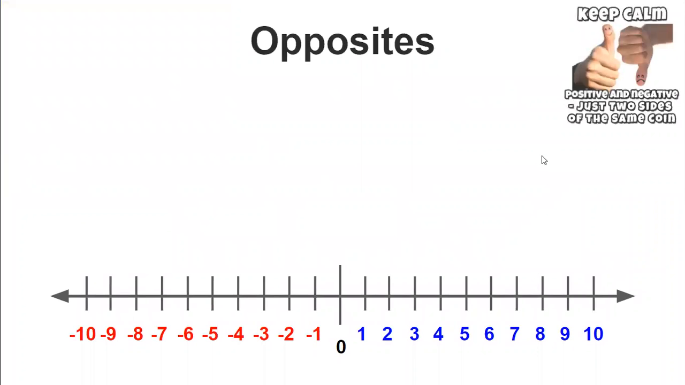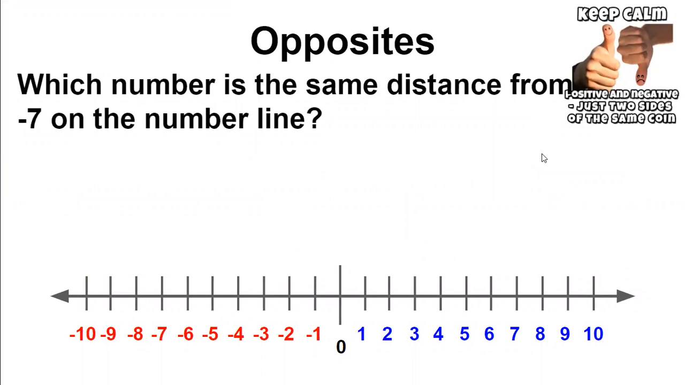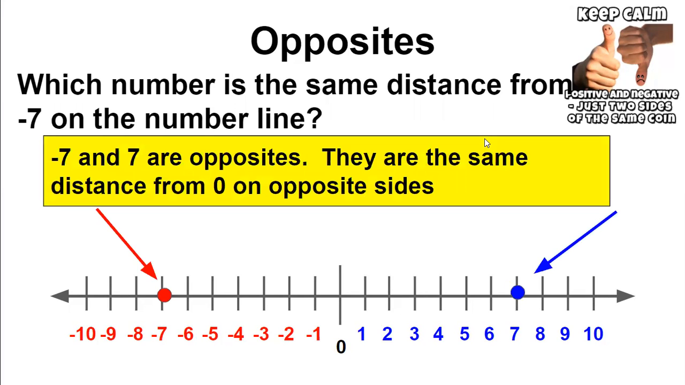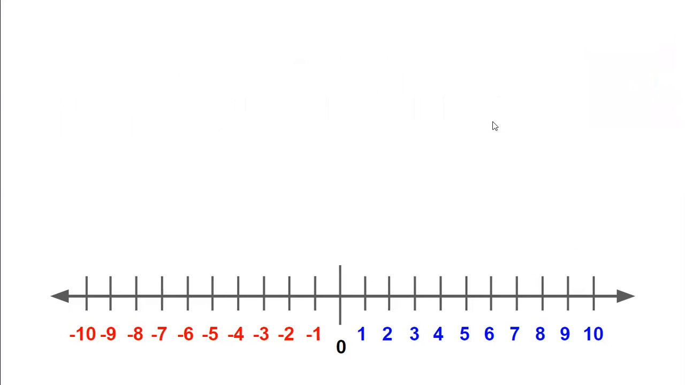Let's try another one. Opposites. Which number is the same distance from negative 7 on the number line, only on the opposite side? Well, we'll plot negative 7. There it is. Which number is 7 units from 0 on the other side? On the right side. Did you say 7? Then you are correct. So negative 7 and 7 are opposites. They are the same distance from 0, but on opposite sides.